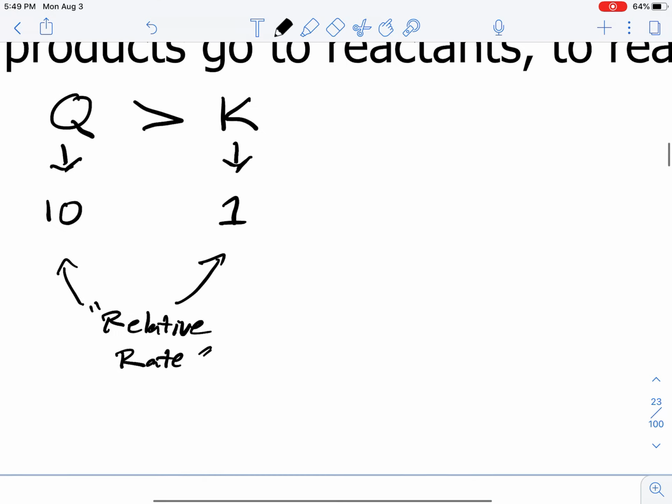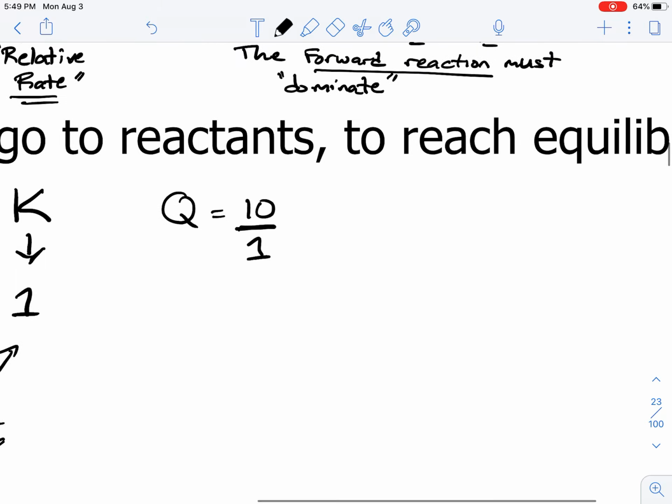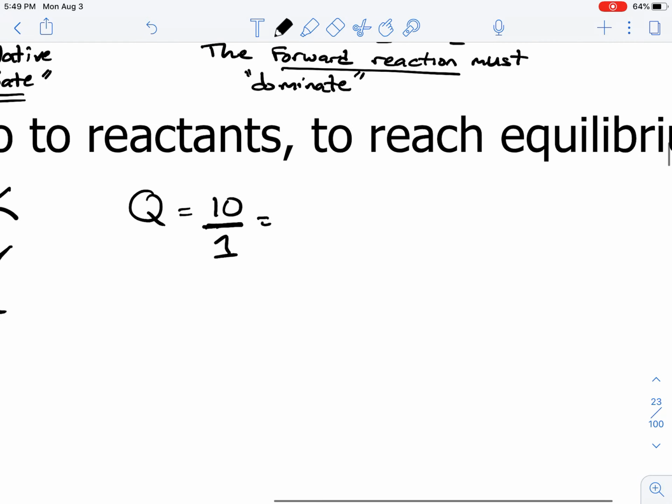And so if the value of Q is equal to 10, or 10 over 1, the reason why I'm putting everything over 1 is because if you take 10 divided by 1, it's still 10, so we don't really change the actual value. We can go ahead and overlap this fraction with the rate constant of the forward and the rate constant of the reverse.